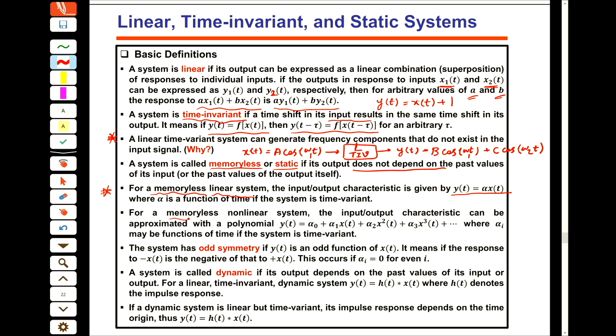We have a memoryless but nonlinear system. Then we can say that the output could be approximated by a polynomial of the input. I mean, if the input is x(t), then the output is y(t), which could have a DC offset, the fundamental component, and all the harmonics and the other derivations. Okay? And this alpha i, again, could be a time variant parameter.